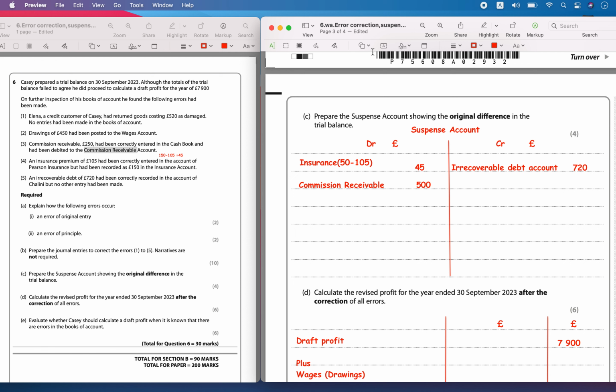Now we have the difference. So the difference, let's adjust as the trial balance. We still see that on the credit side there is a huge difference. The credit side total is more, so it is at 720. So the total has to be the same on both sides. So 720 minus 500 minus 45. So the difference in trial balance is going to be equal to 175.